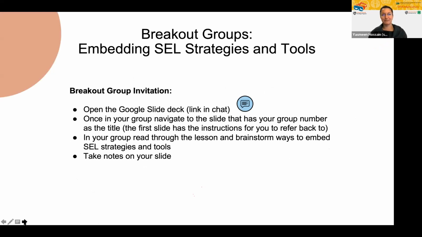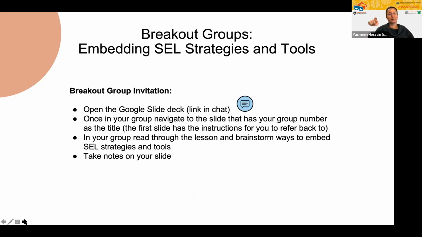And the very first slide in this Google slide deck is the invitation, how to participate in your breakout group. And it's also on this slide. And then after that, there's a slide for each of the groups. And the title of the slide is the group number. So when Barb sends you off into your breakout group, I urge you to pay attention to what your group number is, because that's the slide you'll navigate to.